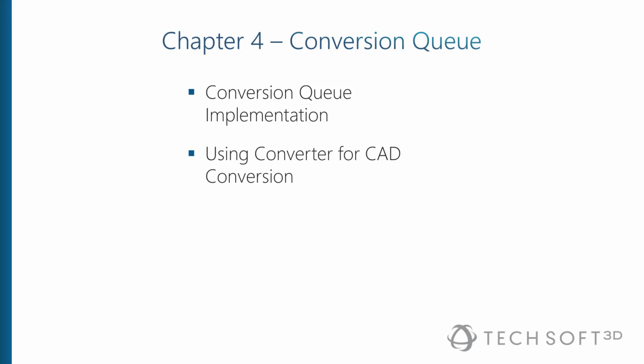So in this fairly beefy and long chapter, we finally get to the conversion queue implementation, and we'll be using HOOPS Converter to perform the conversions. So let's get right into it.